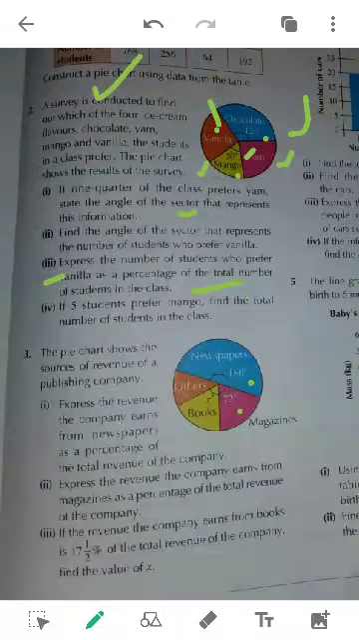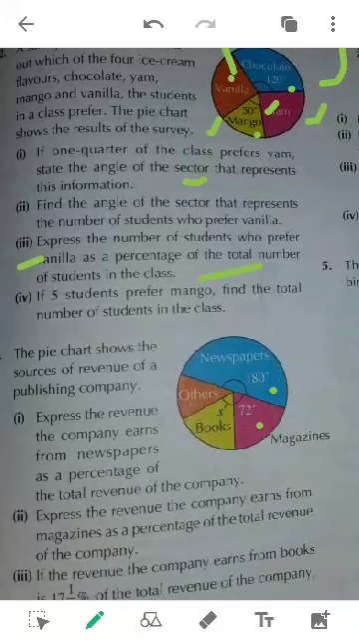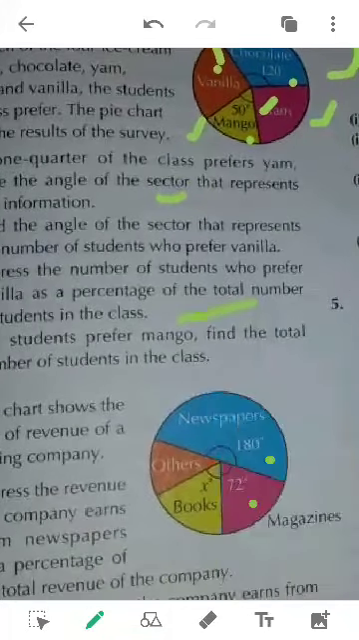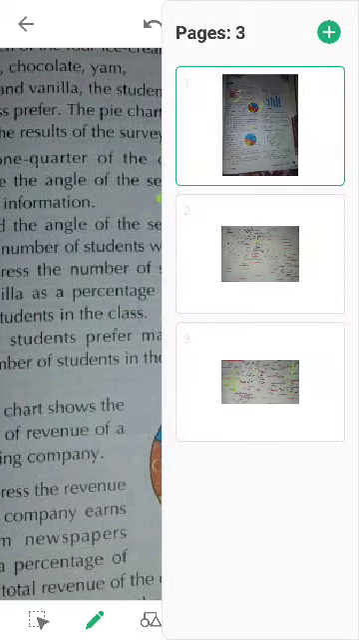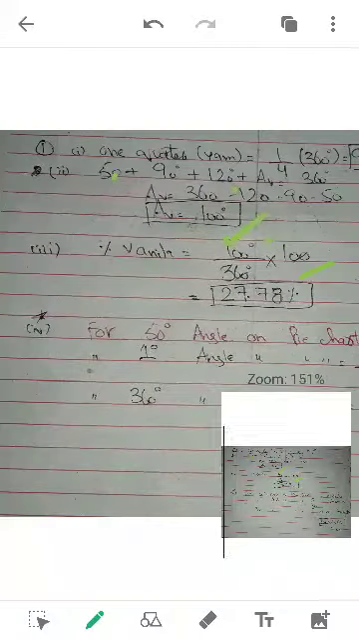And the last part is very interesting. You can mark a star on this part as well. If 5 students prefer mango, find the total number of students in the class. Now, how much angle on this pie chart goes to mango? 50 degrees. So it means that a 50 degree angle on the pie chart is equal to 5 students. Here's what he has given me: 5 students prefer mango.